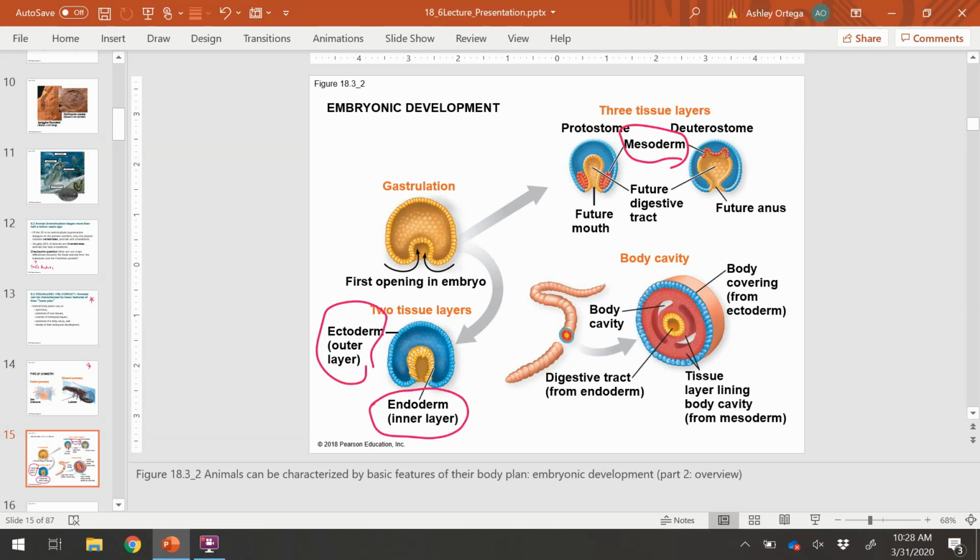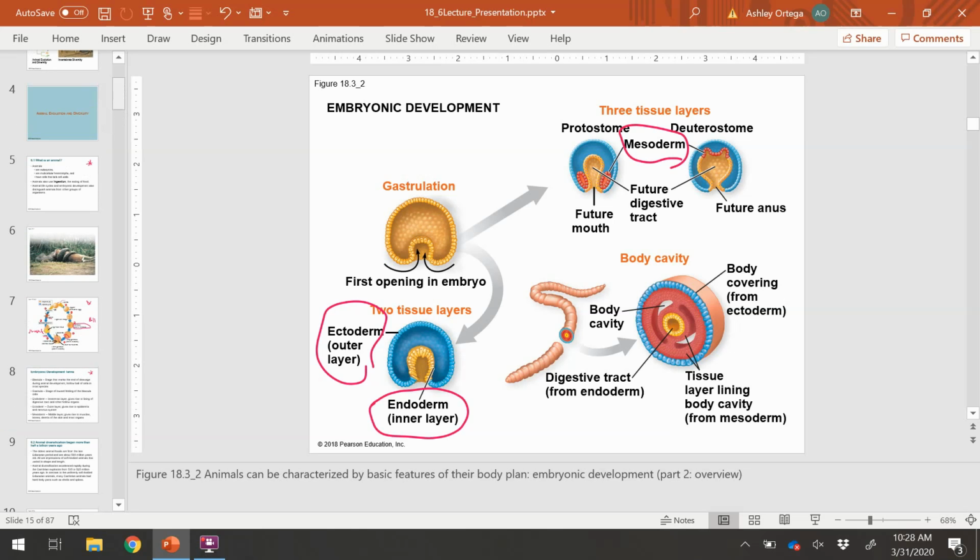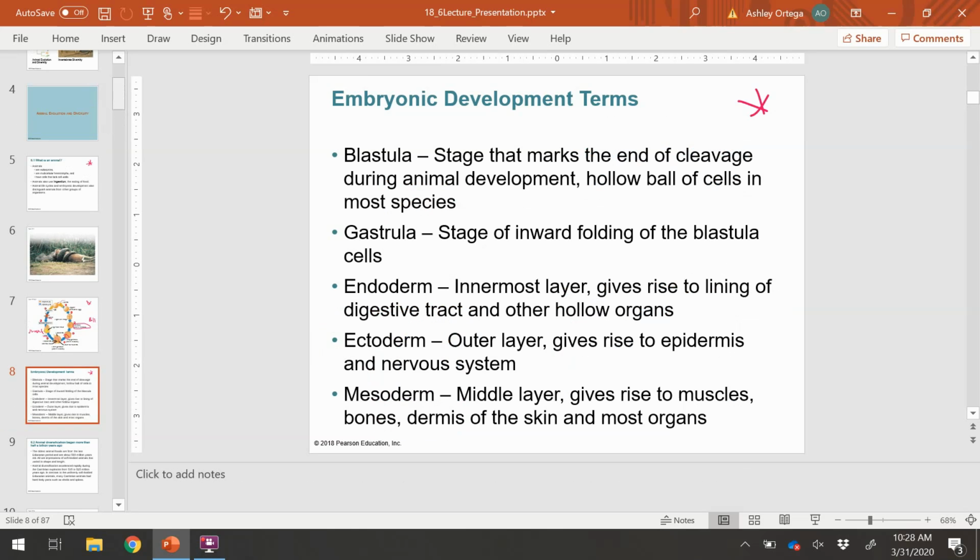And so if we go back up to that same slide here, you'll see what they give rise to. So the endoderm gives rise to the digestive tract and other hollow organs. So you think any hollow organs in your body, like the stomach, mouth, esophagus, small and large intestine, colon, all of those are hollow in the center. And so those are from the endoderm of the embryo.